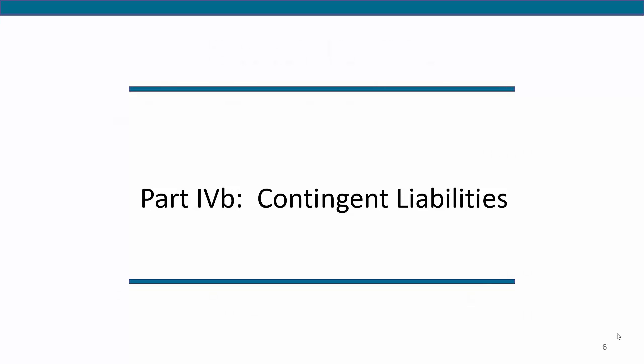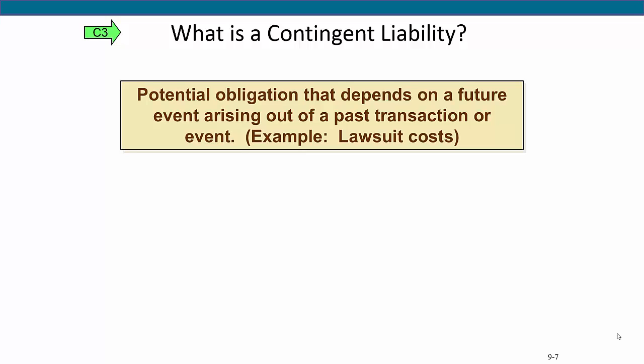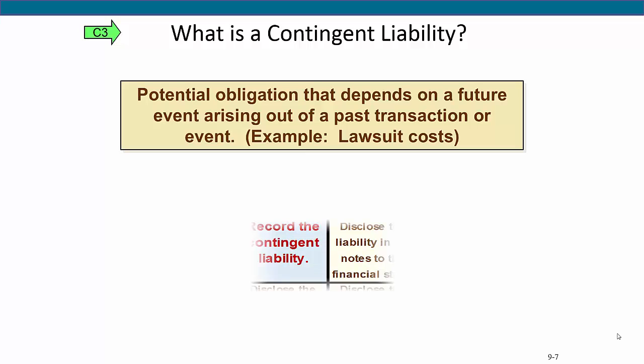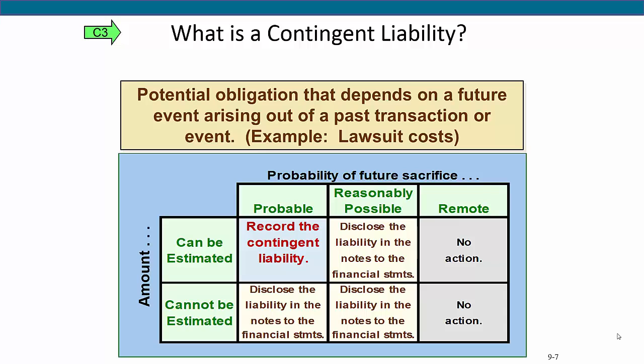In the final section of our video series on current liabilities, we will look at contingent liabilities. A contingent liability is a potential liability whose outcome depends on the occurrence of some future event. If the future event occurs, we have a definite liability. We've prepared this table to help you determine the proper accounting for contingent liabilities. First, we must assess the probability of a future sacrifice and then determine if the amount involved can be estimated. Our assessment of future sacrifice must be placed in one of three categories.